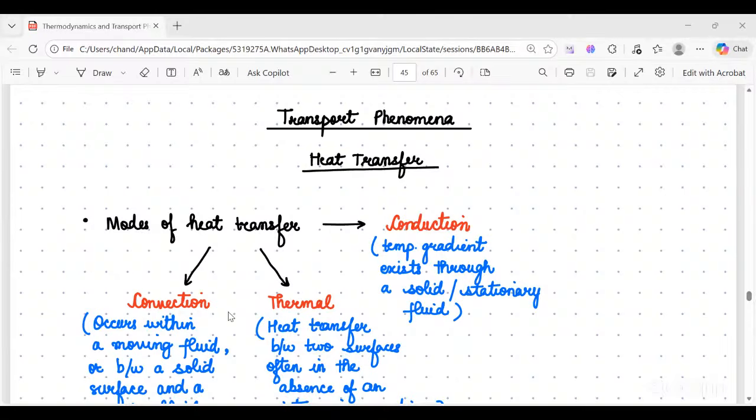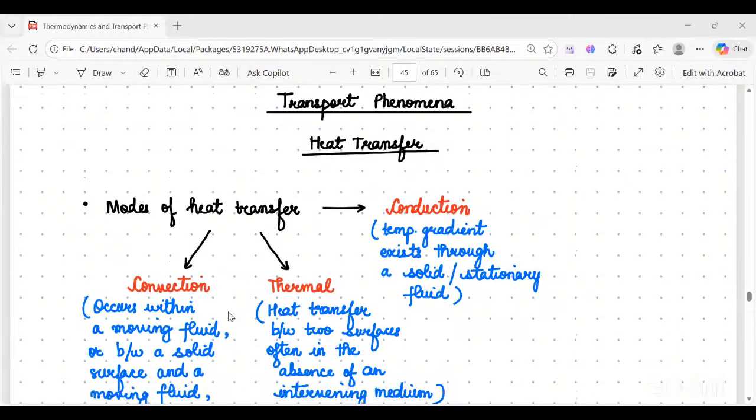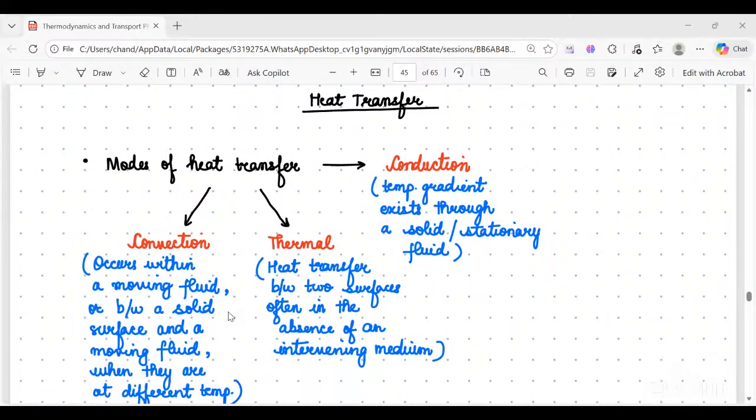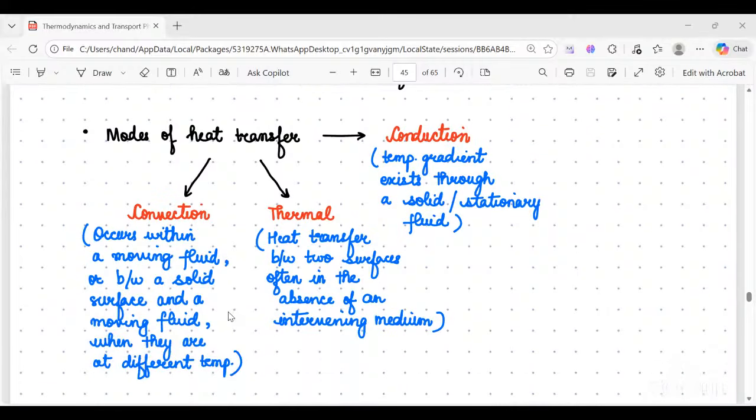So let us see about transport phenomena. In transport phenomena, we see about heat transfer. The modes of heat transfer are generally conduction, convection, and radiation. In conduction, a temperature gradient exists through the solid or stationary fluids.